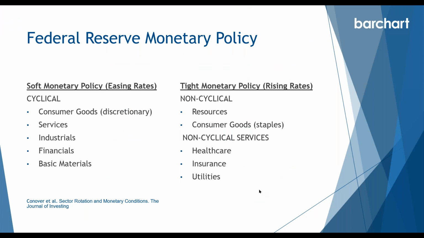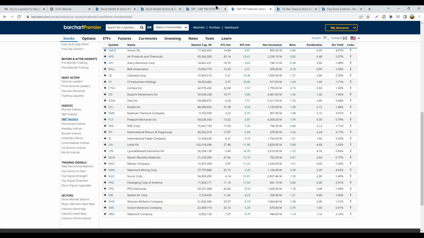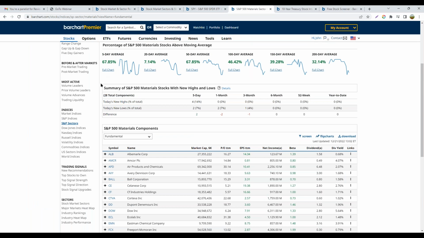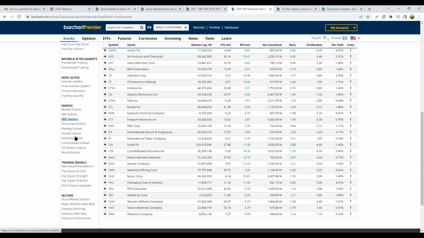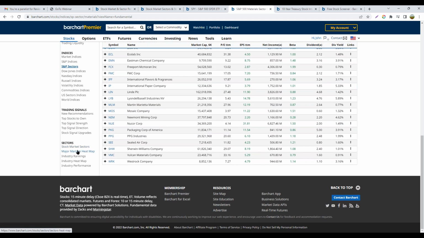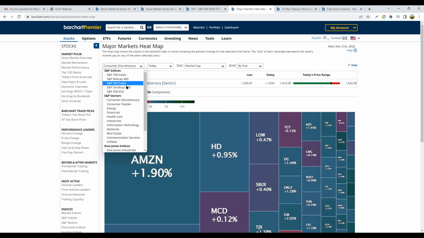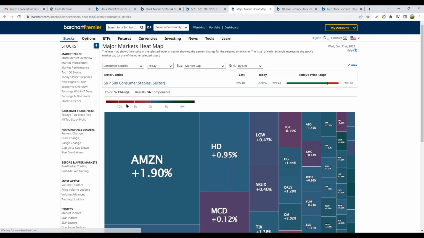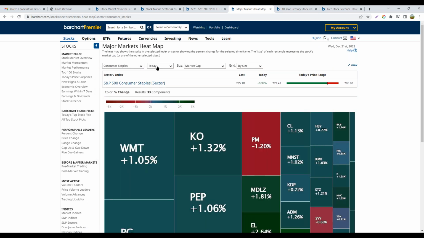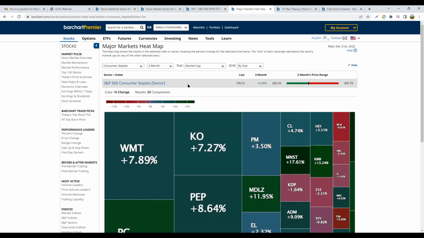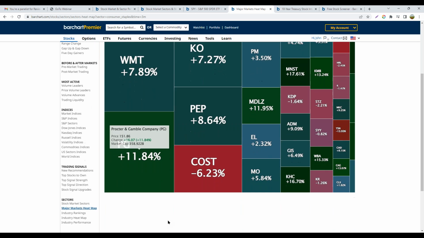So they also talk about consumer goods, staples. Let's do this next in our analysis. Let's go to our major market heat maps, and I'm going to go to our consumer staples. I don't want to look at today's results. I'm going to start at that 3-month time frame, somewhere between peak market top and peak economic top. That's what we saw on that graph of Murphy's.